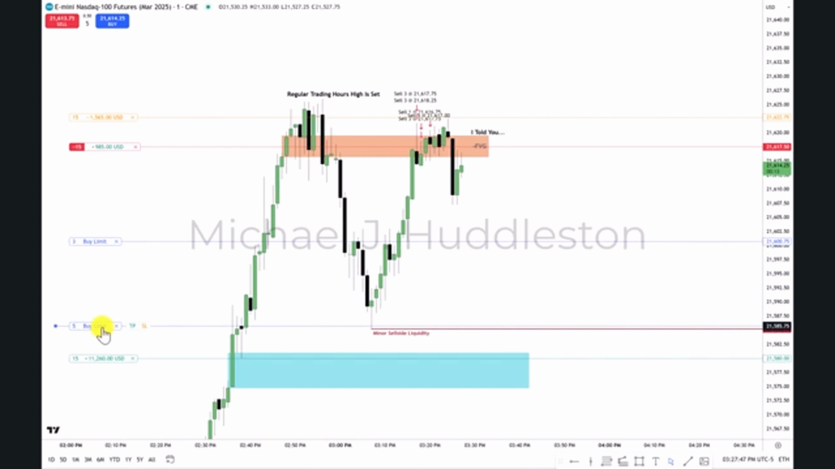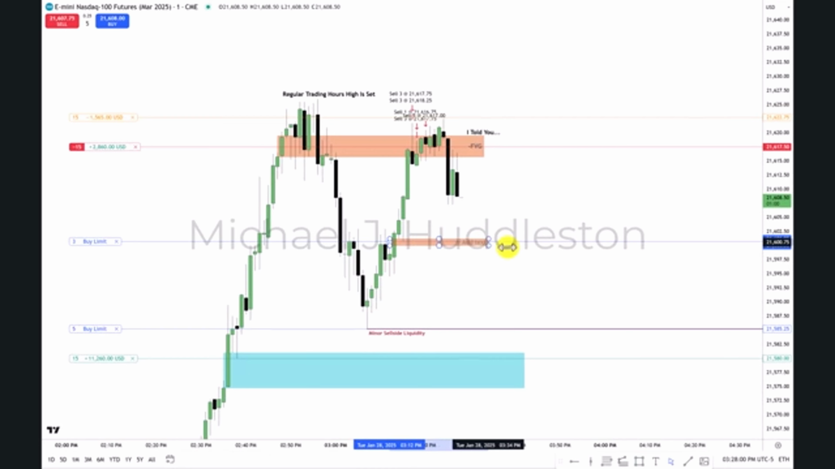Take 3 inside that fair value gap, and I'll annotate in a minute. And then I want 5 contracts under that minor sell side liquidity pool. So I'll highlight what I'm limiting out on. This is a very, very easy, low-hanging fruit objective.